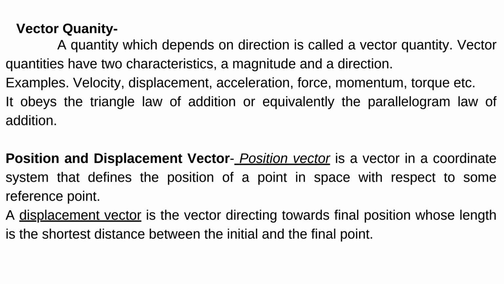Position and displacement vector. A position vector is a vector in a coordinate system that defines the position of a point in space with respect to some reference point. A displacement vector is the vector directed towards the final position, whose length is the shortest distance between the initial and the final point. Fig. A.